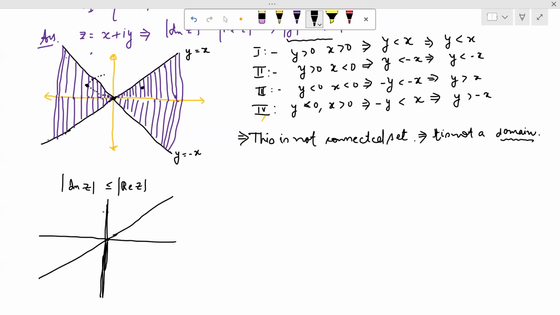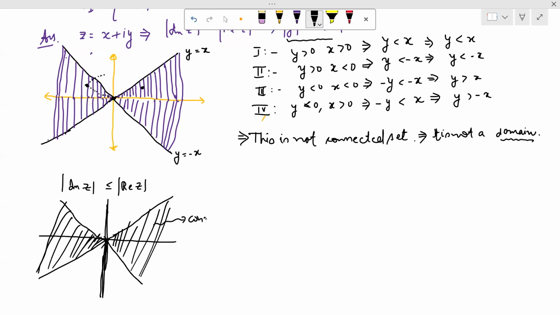Now you have to include these lines also. So when you include these lines and this region, now you take any two points, you can connect those two points without going out of the region. So this is a connected set, if I'm taking modulus of imaginary part of z less than or equal to modulus of real part of z. This is a connected set, but it is not open, because it includes the boundary also. So again, it will not qualify the definition of domain.